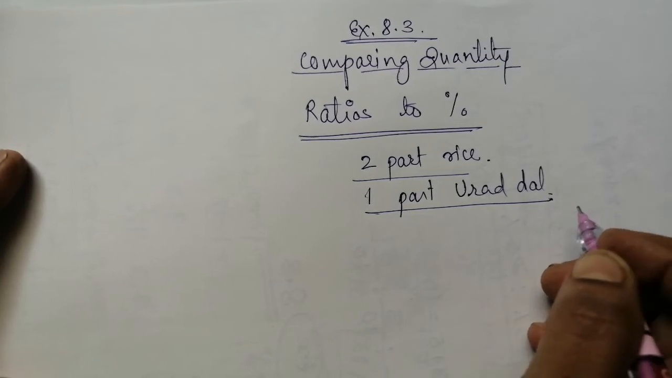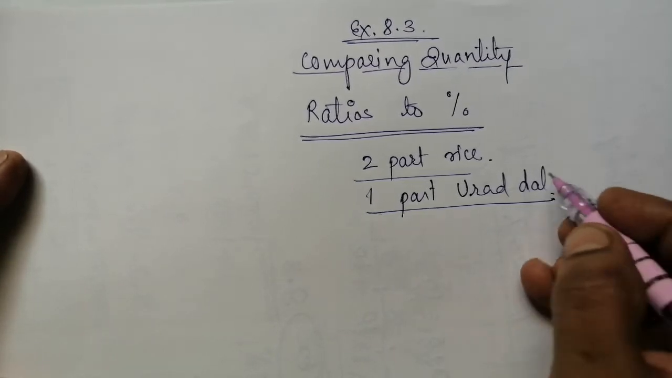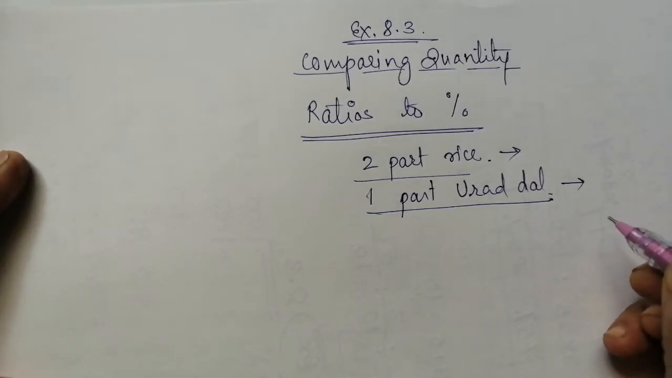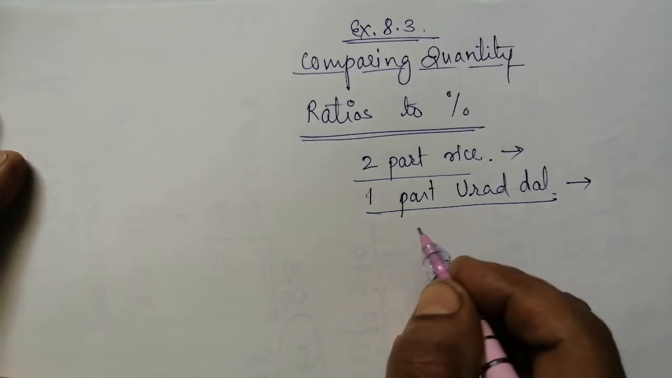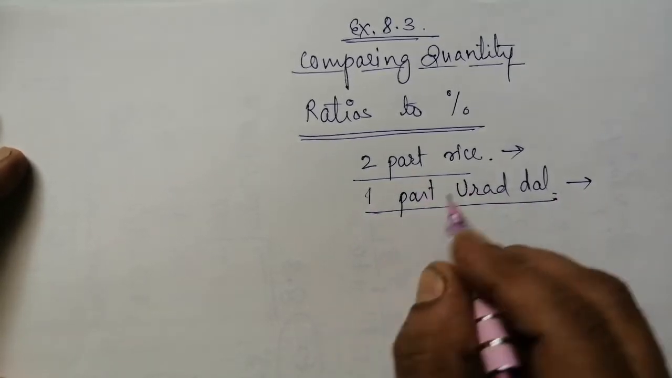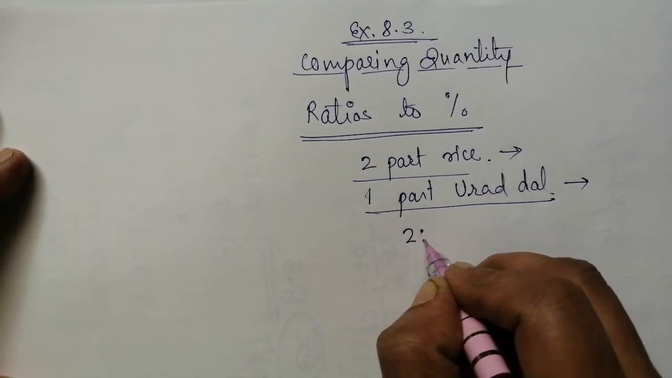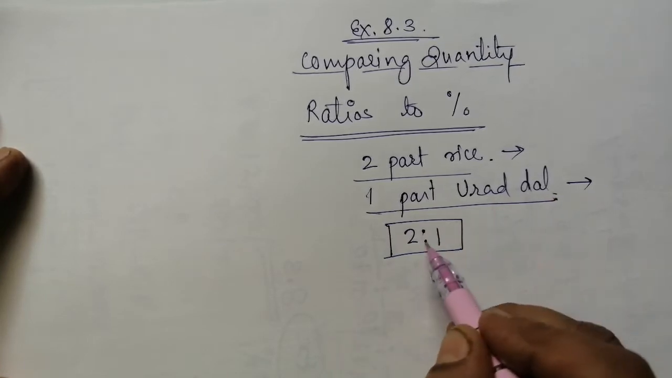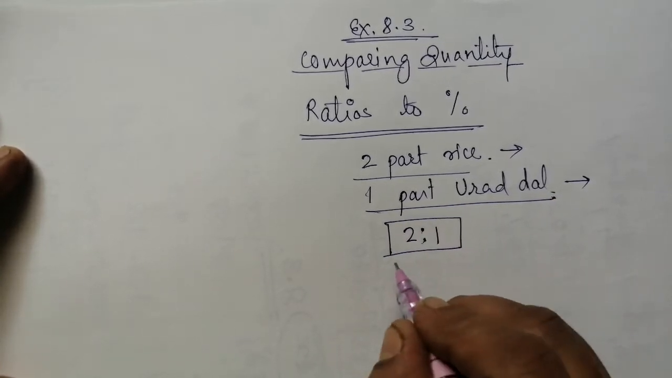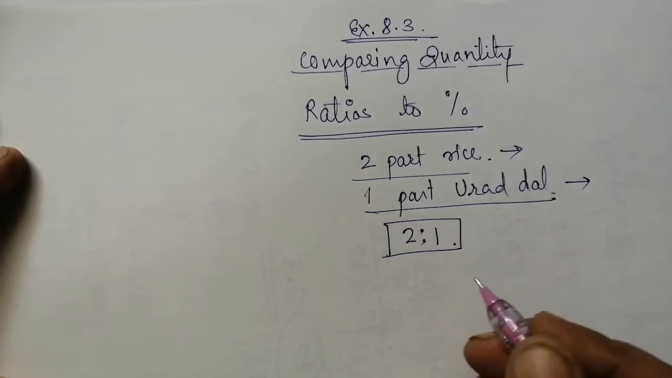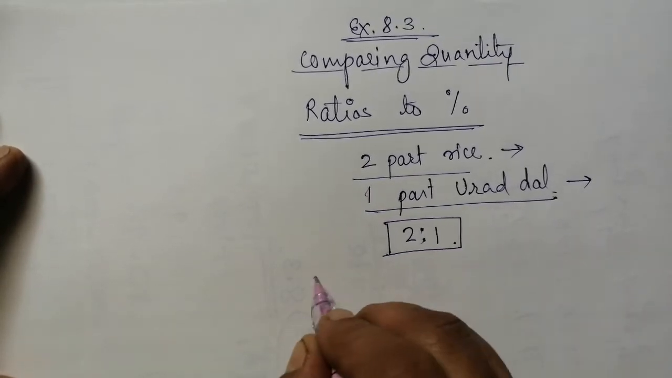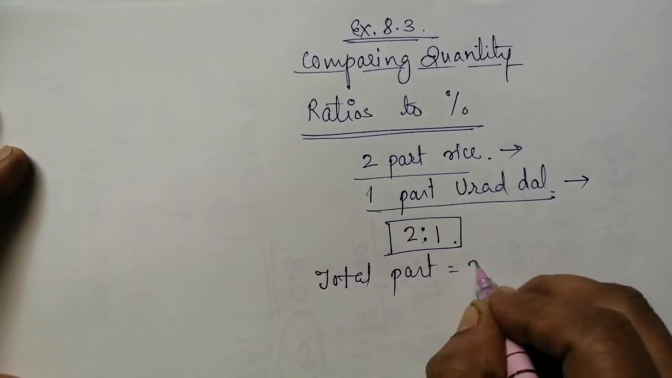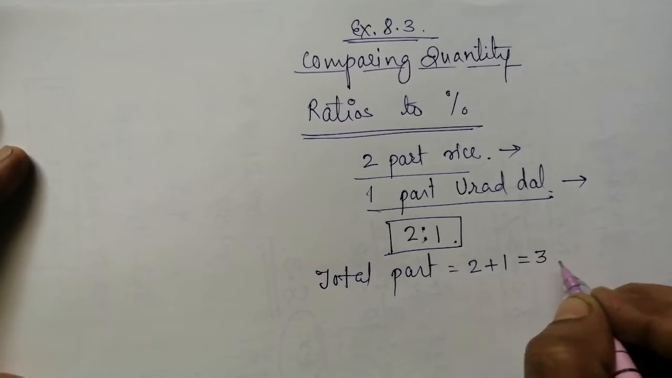Now suppose you are asked what percentage of rice and what percentage of urad dal would you use for the idli. First of all, this will be written as a ratio, 2 is to 1. This is the ratio of rice and urad dal. Now 2 is to 1 means how many total parts? The total parts is 2 plus 1 equals 3 parts.